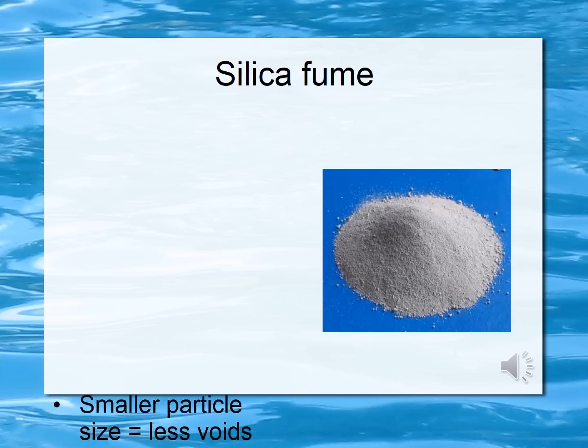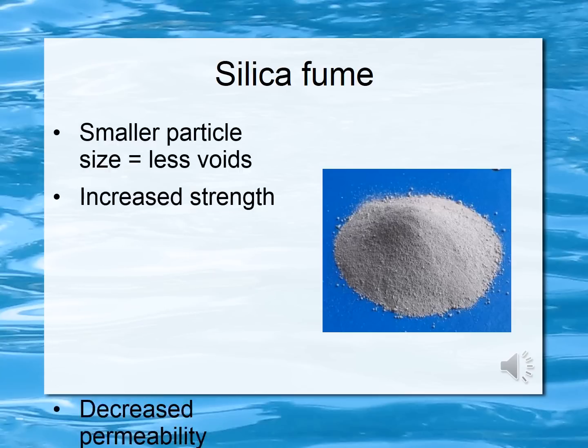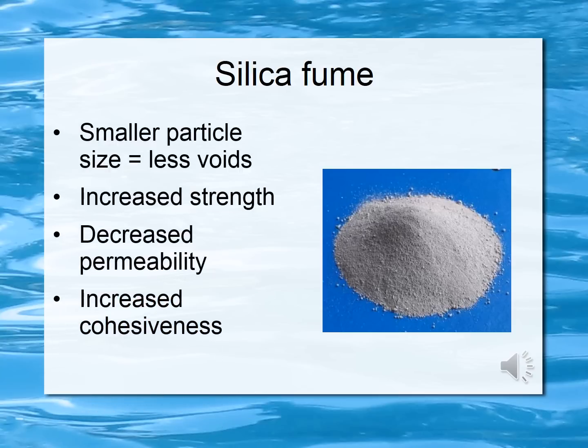Silica fume is another cementing material with similar properties to that of fly ash. It allows for decreased permeability and increased strength in the concrete. In addition, it can help lower the cost of your mix. It also helps to increase cohesiveness in the mix, which is important in underwater concreting. With the main issues being segregation and washout, increased cohesiveness helps to counteract it.